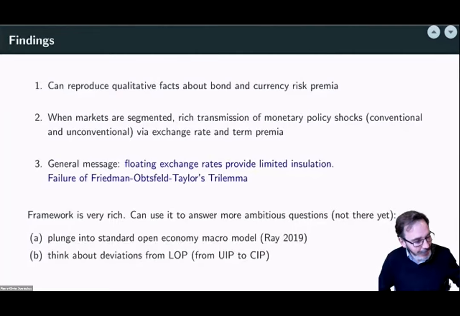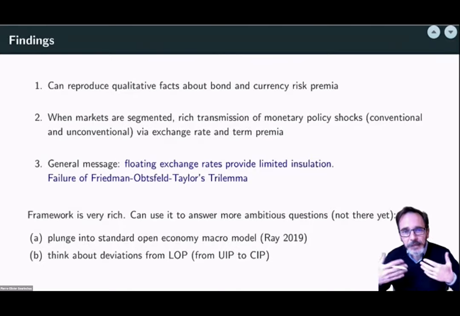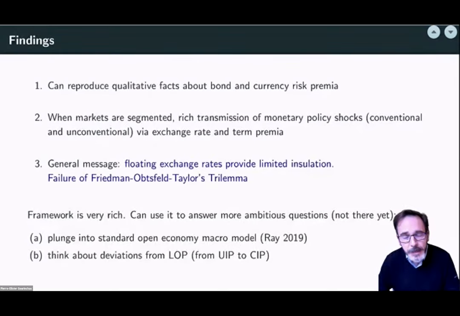And the general message, which I like and want to emphasize here, is that as you move to this more complex financial environment, you move away from the simple Friedman, Obstfeld, Taylor trilemma, which basically says, look, you could just run your monetary policy at home and let your exchange rate float, and your exchange rate is going to absorb anything that the foreign country might be doing in terms of its own monetary policy, whether conventional or unconventional. It can insulate you, and you can just run your own monetary policy the way you want. We're going to move away from this. We're going to have limited insulation coming from the exchange rate. And that is an organizing theme for us in the way we're thinking about this paper.